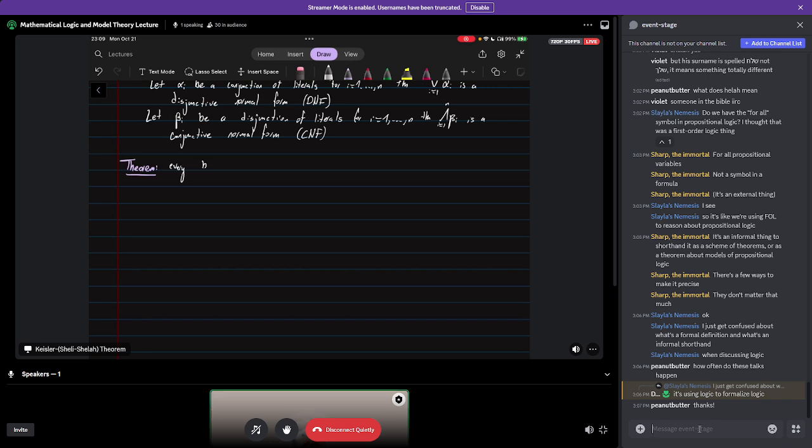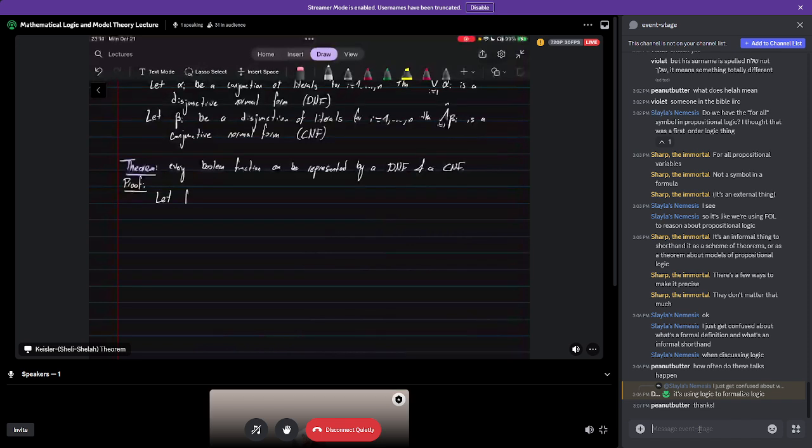Every Boolean function can be represented by a DNF and a CNF. So if I have a Boolean function, I can represent it using a DNF and a CNF. And let's prove this.